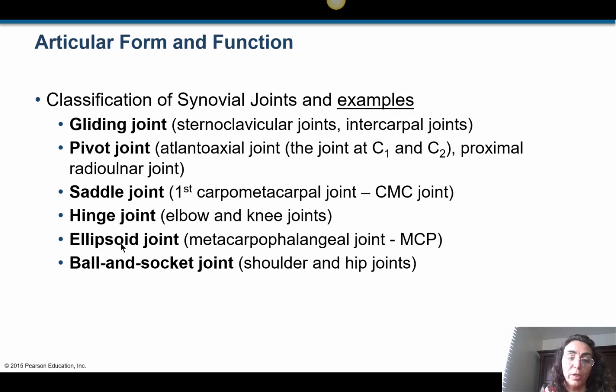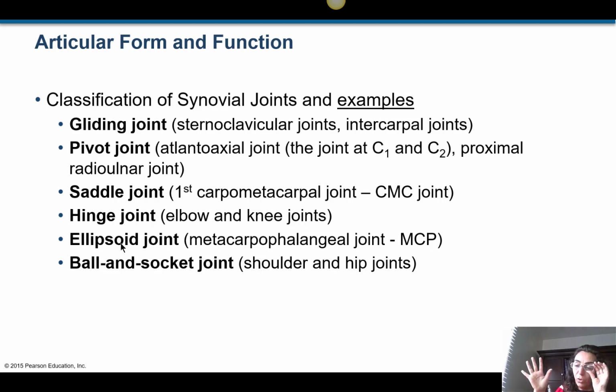I will show you how it looks like an ellipse, and that happens in between the metacarpals and phalanges, right? These are metacarpals, these are phalanges. So these joints that we have here between metacarpal MC and phalanges P, we call these MCP joints, right?